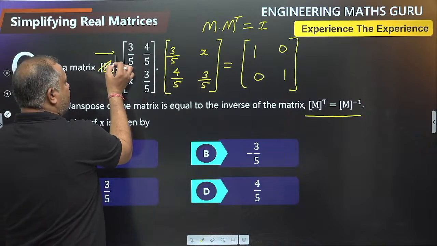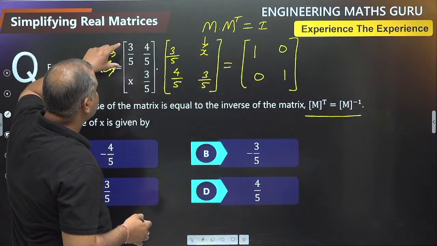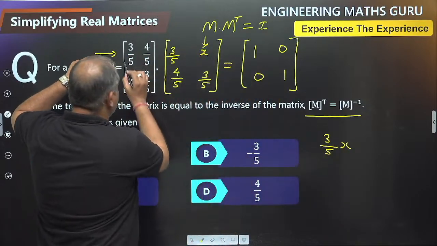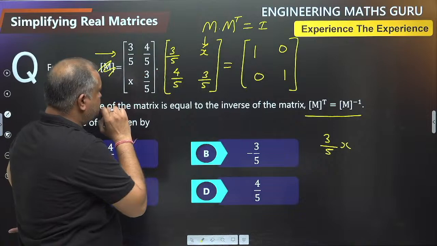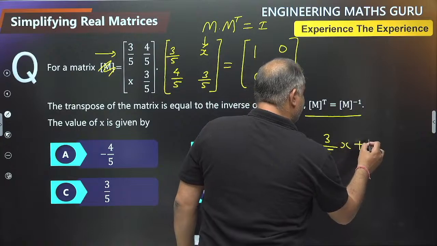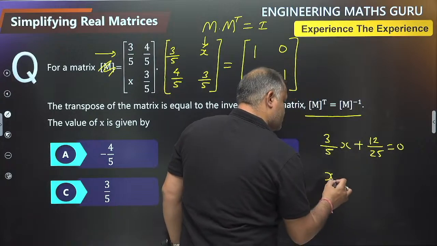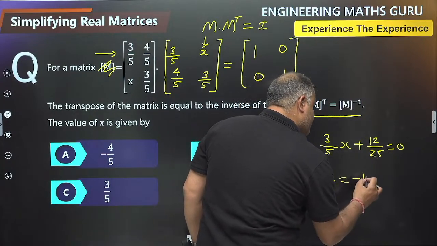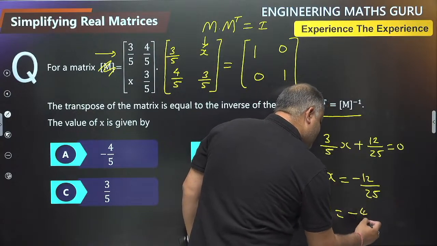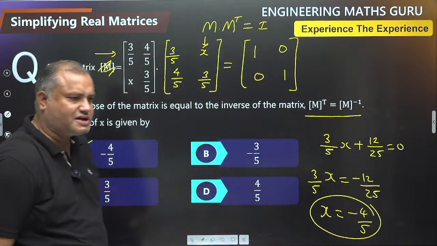So first row into second column, I am performing this multiplication and equating it to 0. So बच्चा लोग, 3 by 5 into X, and 4 by 5 into 3 by 5, equal to 0. So this is minus 12 by 25. हाँ जी, एक 5 कैंसिल कर दीजिए, एक 3 कैंसिल कर दीजिए. So minus 4 by 5 will be the answer. X is minus 4 by 5. Yes sir, option A is the correct answer.